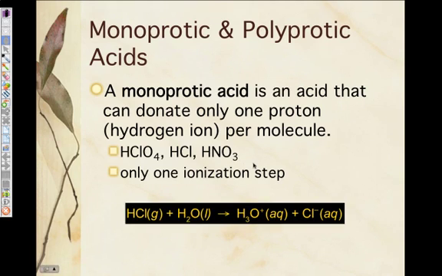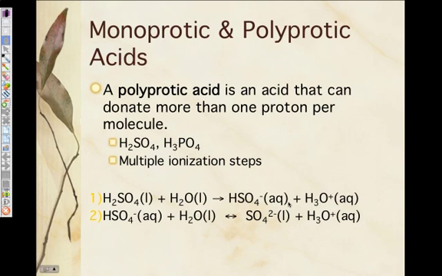So polyprotic, what do you think polyprotic would be? 2. Poly means more than one. What would the special term for 2 be? Di. And the special term for 3 would be tri, yeah. So poly means more than one proton per molecule. Here are some examples. See how there's 2 hydrogens here, there's 3 hydrogens here. So you're going to have multiple ionization steps.